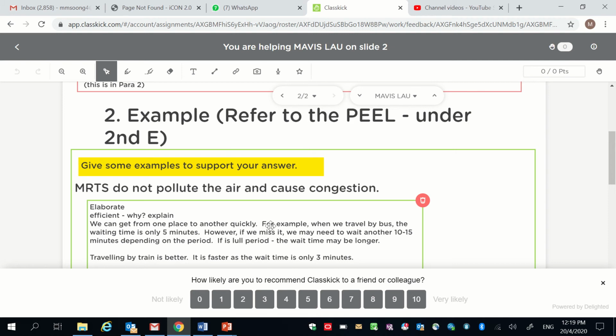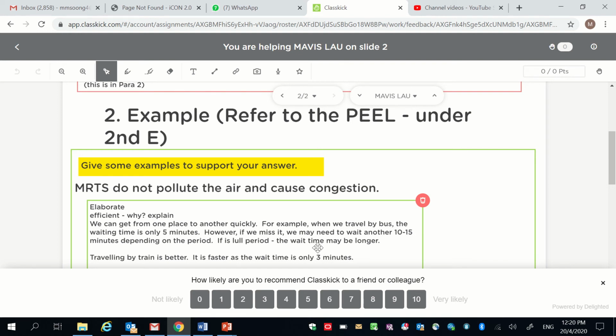Then you must mention, for example, when we travel by bus, the waiting time is only 5 minutes. However, if we miss it, we may need to wait another 10 to 15 minutes depending on the period. If it is a lull period, the wait time may be longer. Do you know what a lull period is? Lull period means not the peak hours where people travel to work or to school. It is the lull period, say maybe in the late afternoon, 3 to 4, when not many people will be traveling on the road. So you say the wait time may be longer.